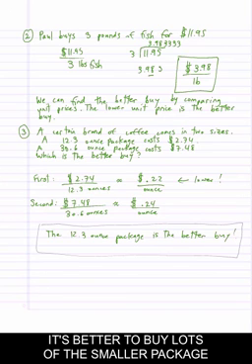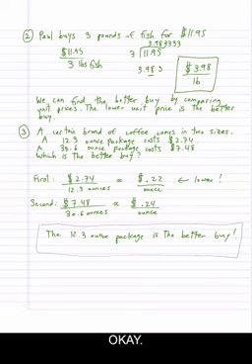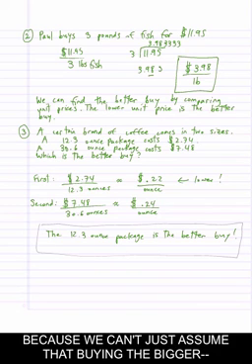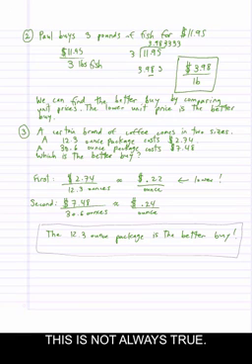So if you were in the market and you needed a lot of this stuff, it's better to buy lots of the smaller package instead of buying one large package. This is really useful when you go to the market because you can't just assume that buying the bigger thing saves you money. This is not always true. So this is a realistic problem.